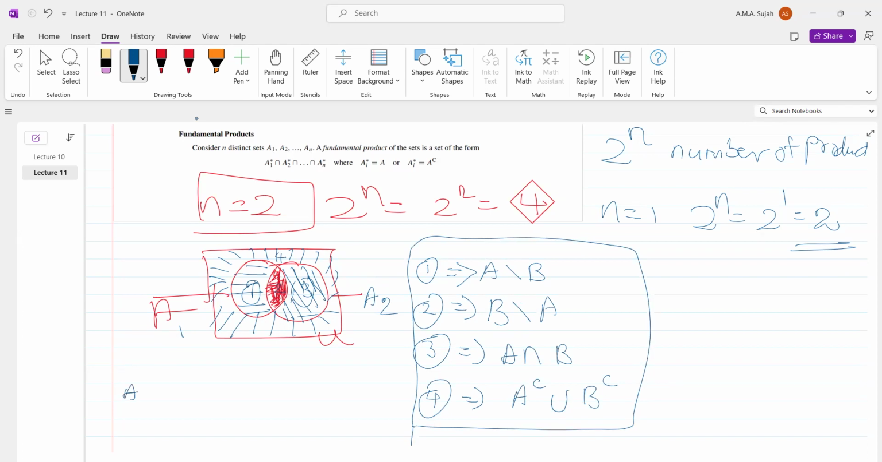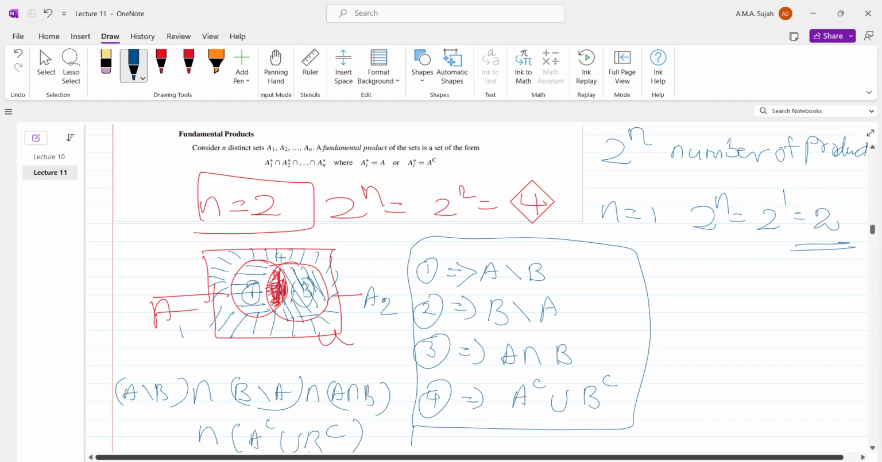So we can say A difference B, B difference A, A intersection B, if you write a product of these sets this way. Then here A complement union B complement. Do you understand the fourth one? A complement means the outside of this one, union B complement of this one. This is A complement intersection B complement. So A complement means outside A. Also, you need to find out the common thing of outside of B.